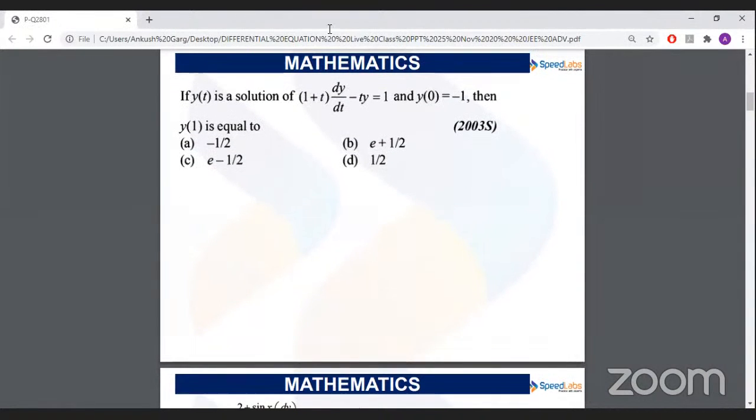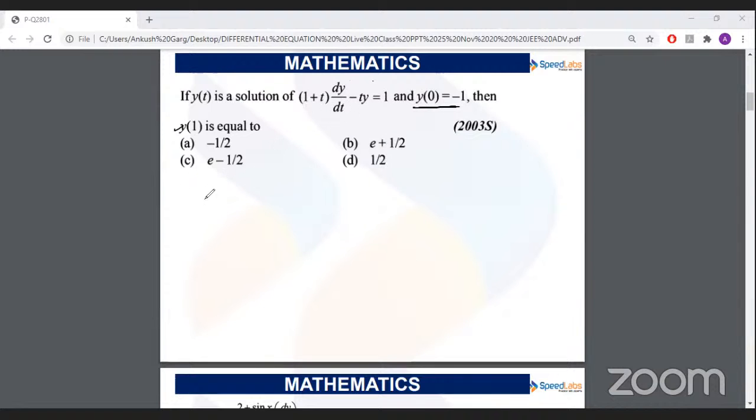So if y(t) is a solution of the differential equation (1 plus t) dy by dt minus ty equals 1, and if y(0) is equal to minus 1, then you have to simply find the value of y(1). That means first we have to solve this differential equation. If you see this differential equation, I think it is very easy.